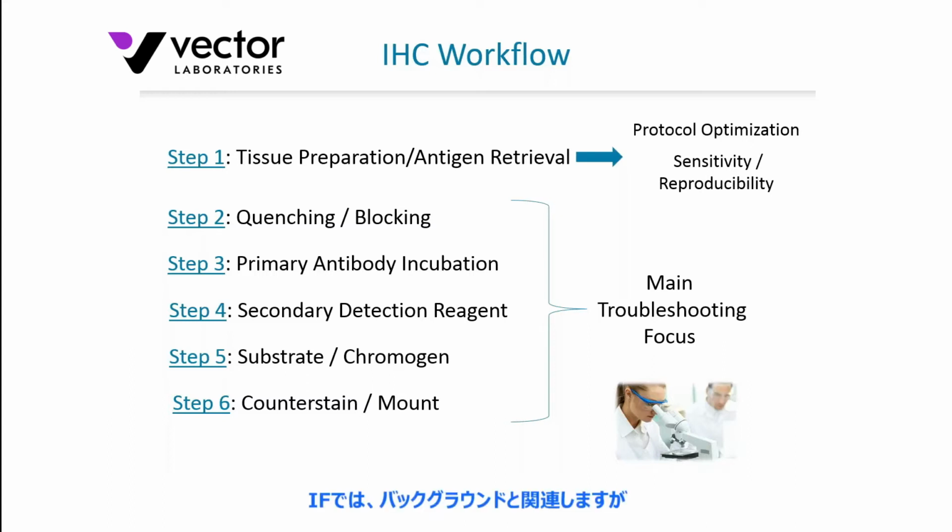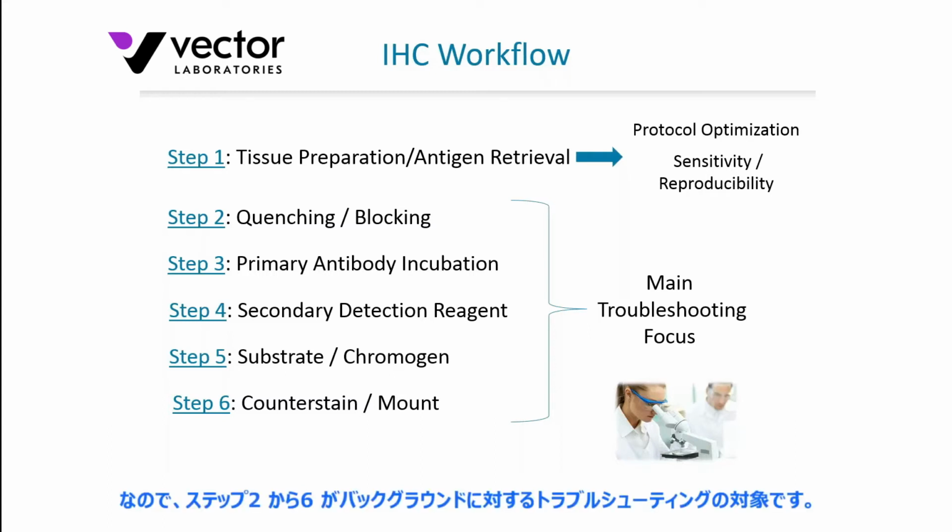It is a little different for immunofluorescence. However, again, for immunohistochemistry, step number 1 is mostly associated with sensitivity of the assay and reproducibility on a day-to-day basis. So my recommendation is that the main areas for troubleshooting would be steps 2 through 6.